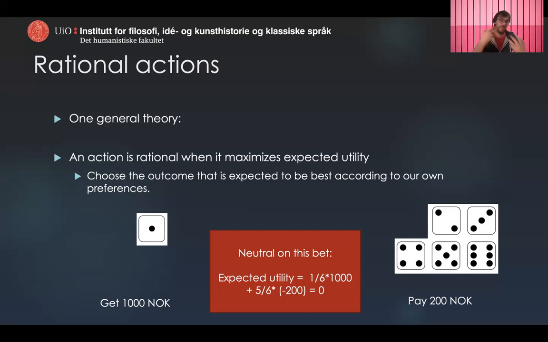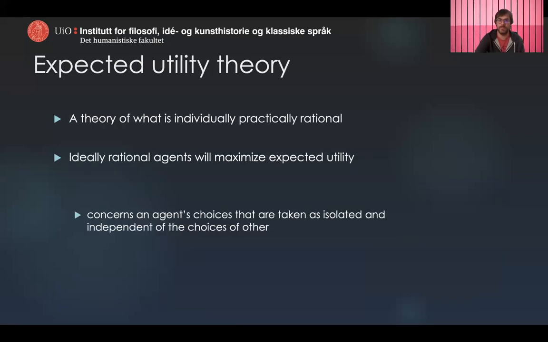Okay, so here, probabilities are evident with regard to dice. In other cases, of course, we have less knowledge about what the probabilities are. Okay, so expected utility theory then is a theory for what is individually practically rational. Ideally, rational agents will be agents that maximize expected utility.